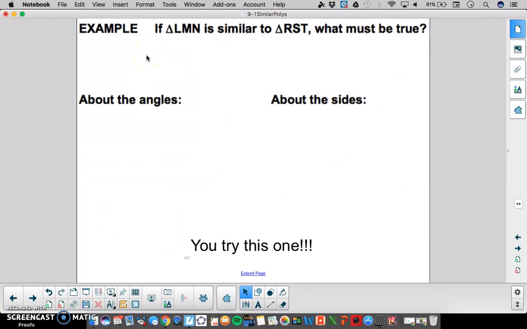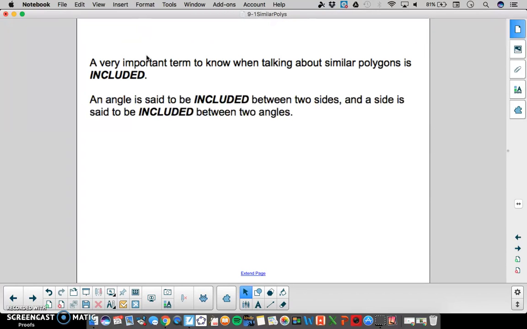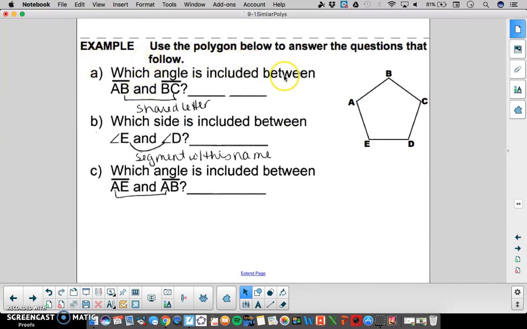Okay? You try this example for the triangles LMN and RST. Notice you will have to draw that picture first. Now, I used a term a little bit ago. I said the side is included between the two angles. What I mean by that is it's the side that is between two angles. Or if I say an angle is included, I mean it's the one that's between two sides.